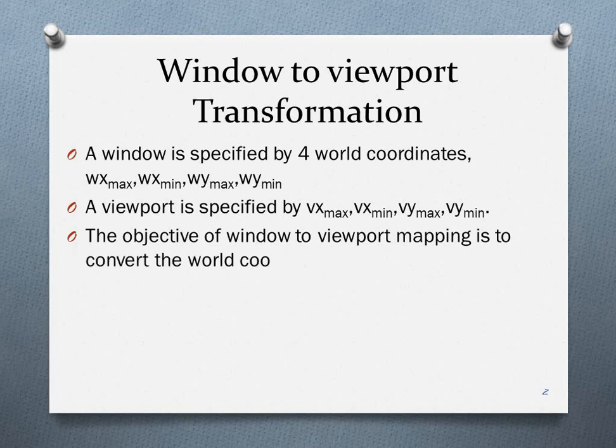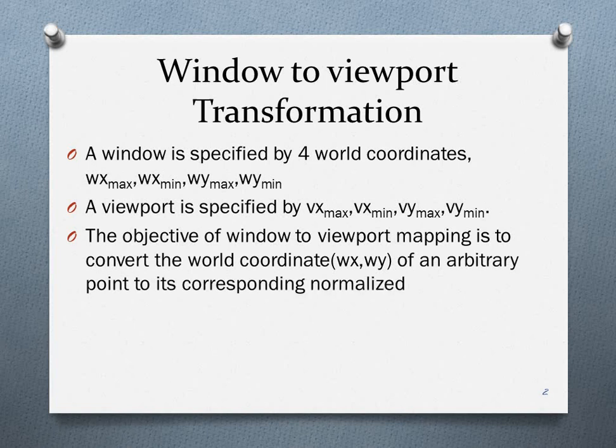The objective is to convert the world coordinate of an arbitrary point to its corresponding normalized device coordinates, that is Vx, Vy. So, we have to map an arbitrary point with coordinates Wx, Wy, any point, to a normalized device coordinate Vx, Vy.